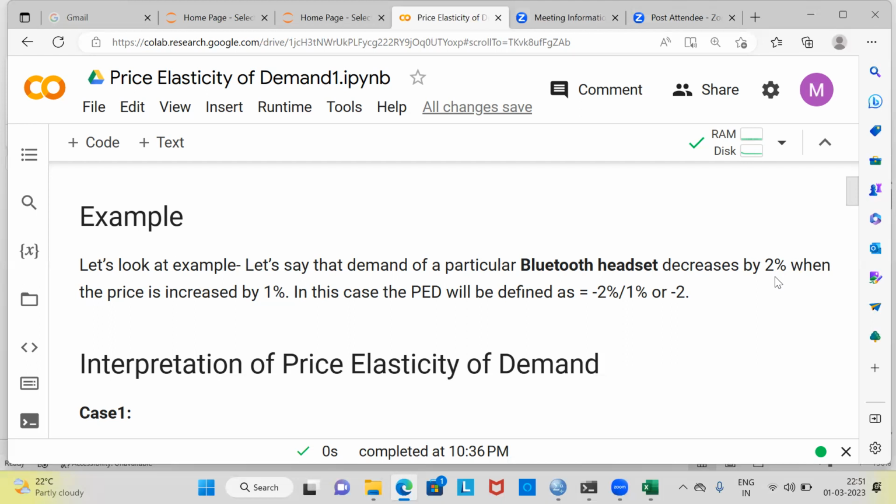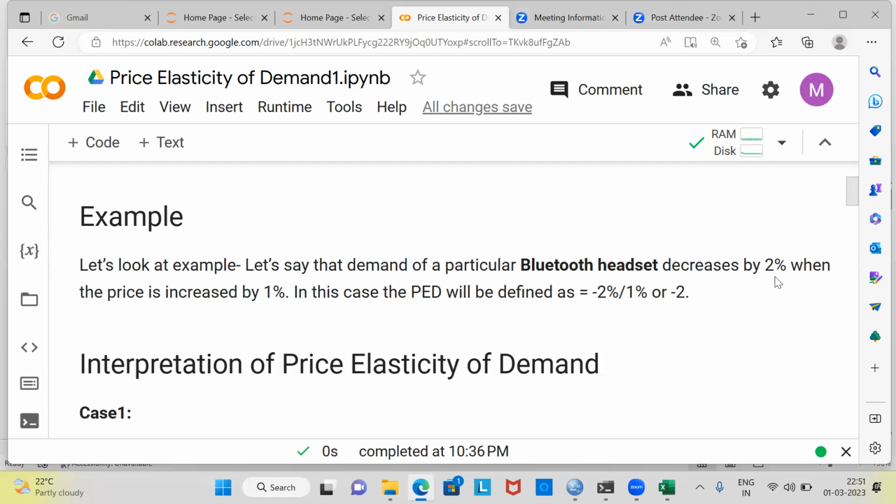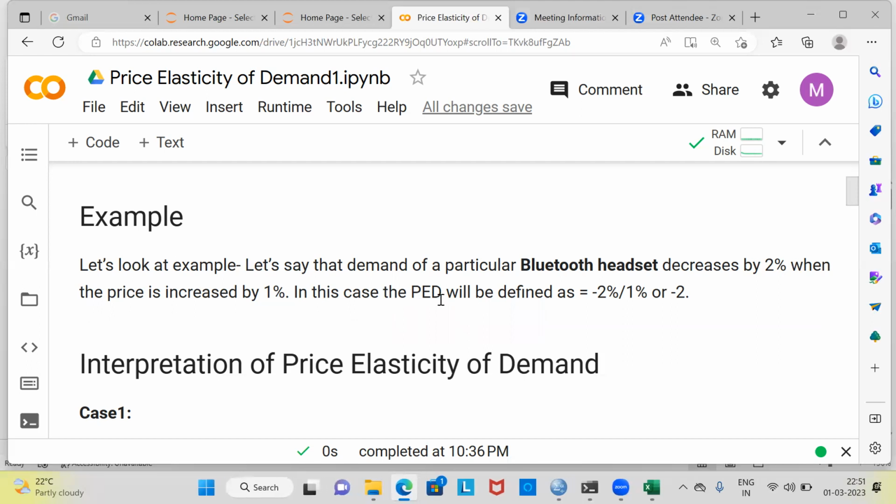If you know these two quantities, it becomes very easy for you to estimate the price elasticity of demand for the Bluetooth headset. How do you estimate the price elasticity of demand? It is simply the ratio of minus 2% and 1%. When you take minus 2% and 1%, the ratio is minus 2. And hence, we can conclude by saying that the price elasticity of demand in this case is minus 2.